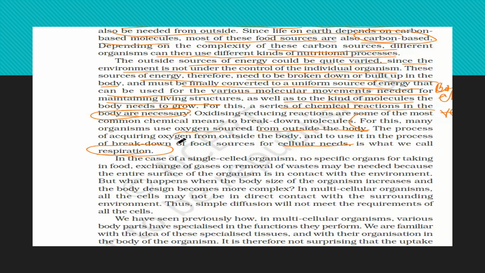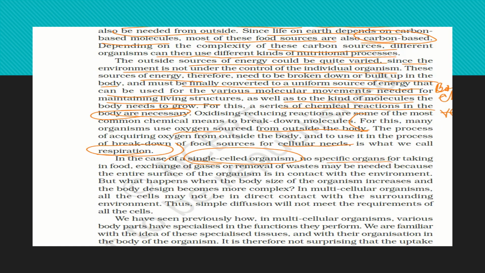So first we said that something is necessary from outside to produce energy. What is that? That is nutrition, or food. Next, acquiring oxygen from outside, to use it for the breakdown of food sources for cellular needs, is called respiration. Is it clear? Now, in the case of a single-celled organism, what is happening?